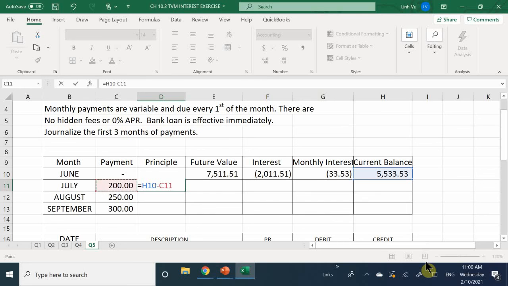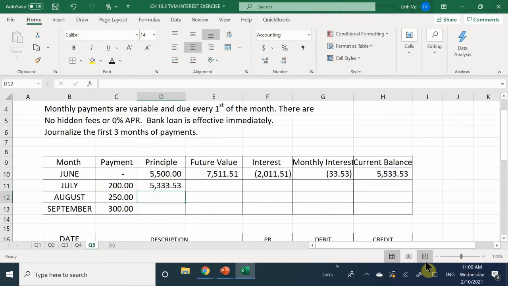So therefore, because I made the payment, it's going to take my current balance and subtract the $200. So now your new current balance is $5,333.53, because I took my new balance that included the interest and I paid my $200. So I paid my portion to the interest and I've also paid my portion to the principal.